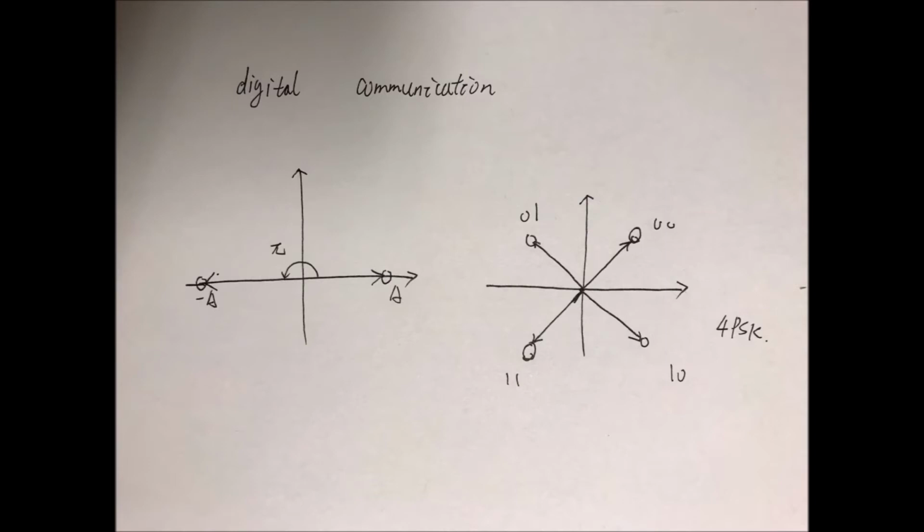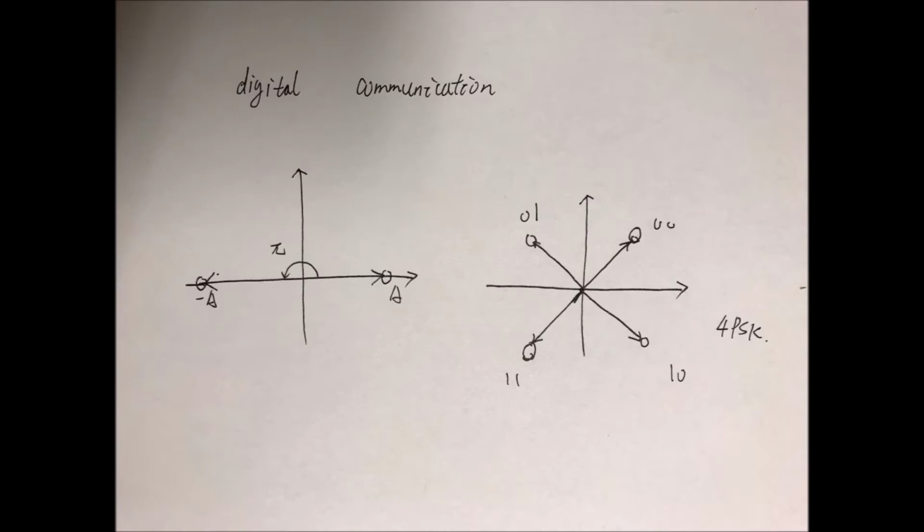We use a phasor to plot your waveform. Here I have my amplitude, for example this is A, and this is minus A. So my phase is 0 here, and here my phase is pi. So this can carry positive 1 and negative 1, bit 1 and bit 0. We call it BPSK.